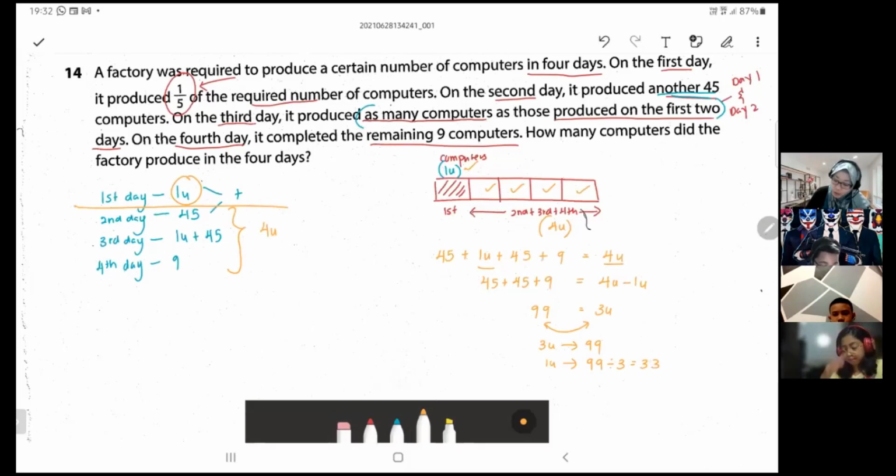How many computers do they produce in the 5 days? I want to know everything, which means 5 unit. 33 times 5 equals to 165. Answer. Easy, right?